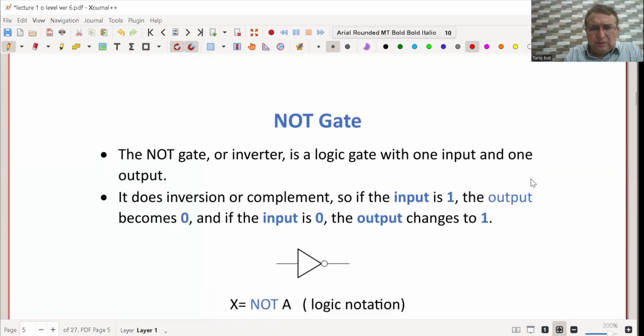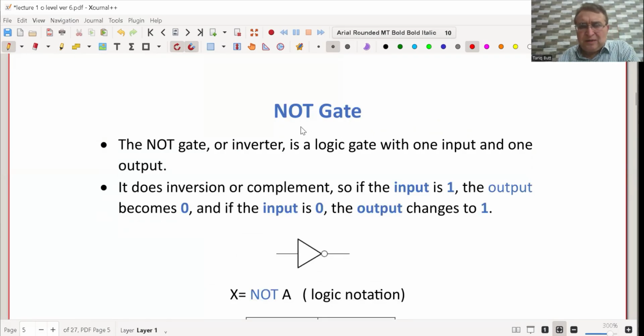So let's say we talk about the first gate, which is a NOT gate, for instance. NOT gate, which we also call the inverter, is the gate having a single input and 1 output. Its symbol is this triangle followed by a small circle at the output. This is the input, single input, and this is the output, single output.